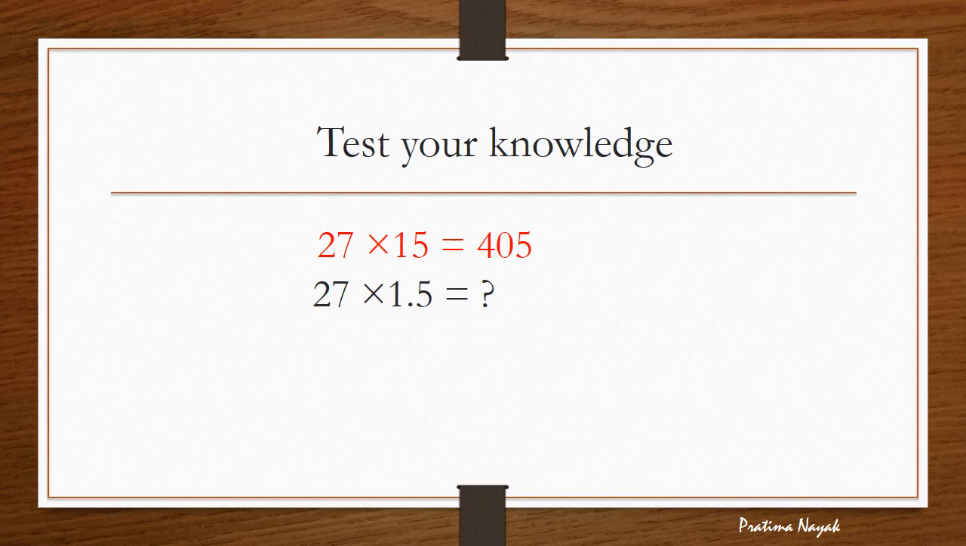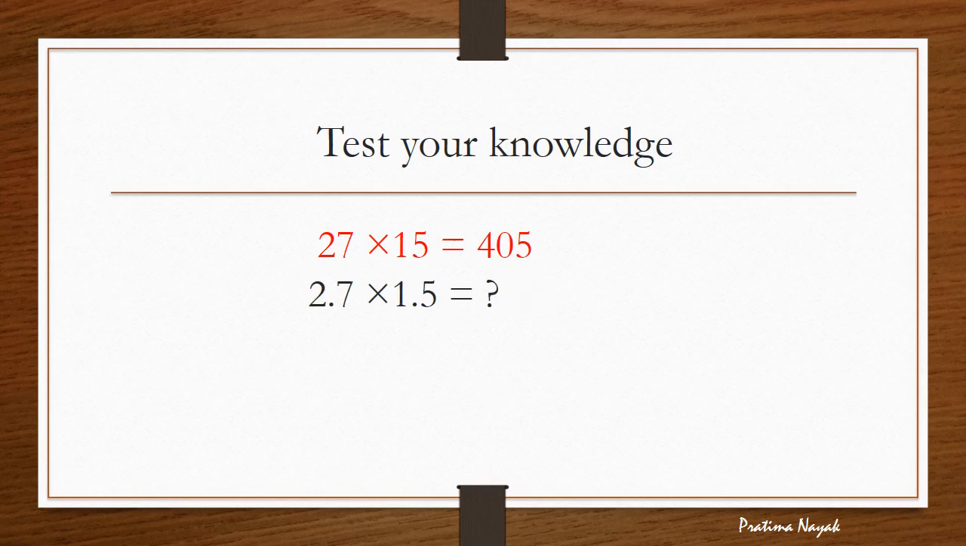Twenty-seven multiplied by 15 is 405. Now I'll multiply 27 into 1.5. How much will be the result? How many digits are after the decimal? Yes, you are getting it, I know. Good. So it will be again 40.5. Leaving one place, you will put the answer. So it will be 40.5.